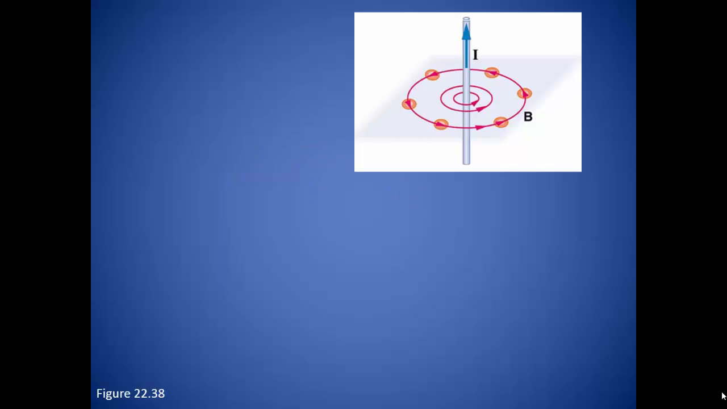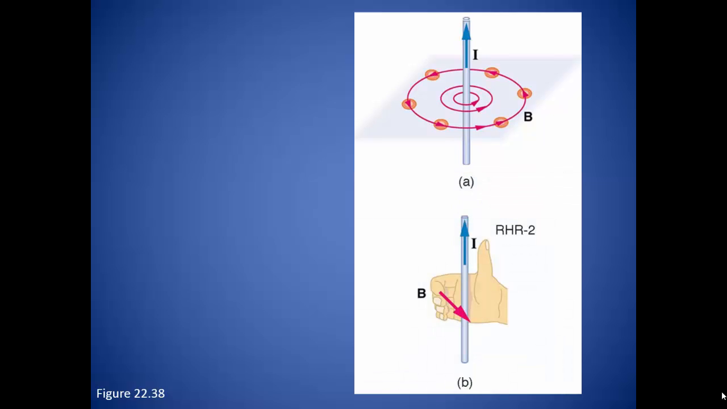Say we have a wire where the current is moving in the up direction. What we find is that the magnetic field forms in concentric circles around the wire. We can use another form of the right-hand rule to determine the direction of the magnetic field. Point your thumb in the direction of the current and wrap your fingers around the wire. The motion of your fingers will point in the direction of the magnetic field.